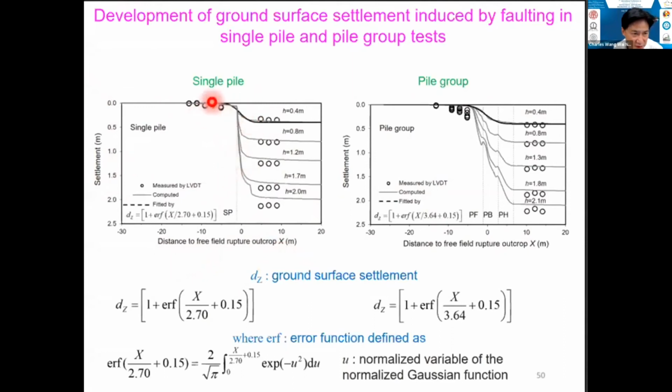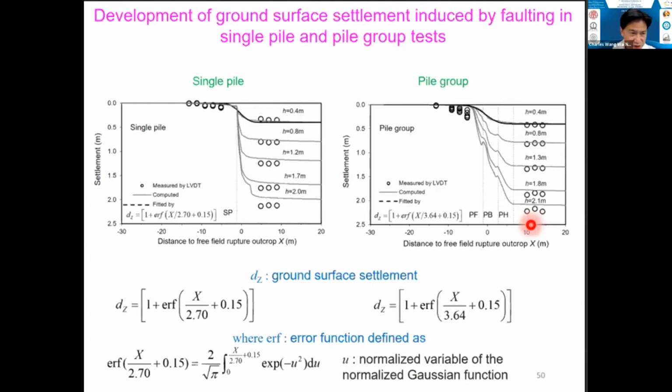This curve here is the corresponding measured one. The open circles are the measured numbers, corresponding to 0.4 meter of downward fault movement. And this one here 0.8, 1.2, 1.7, and 2.2. And similarly, this is for the pile group.